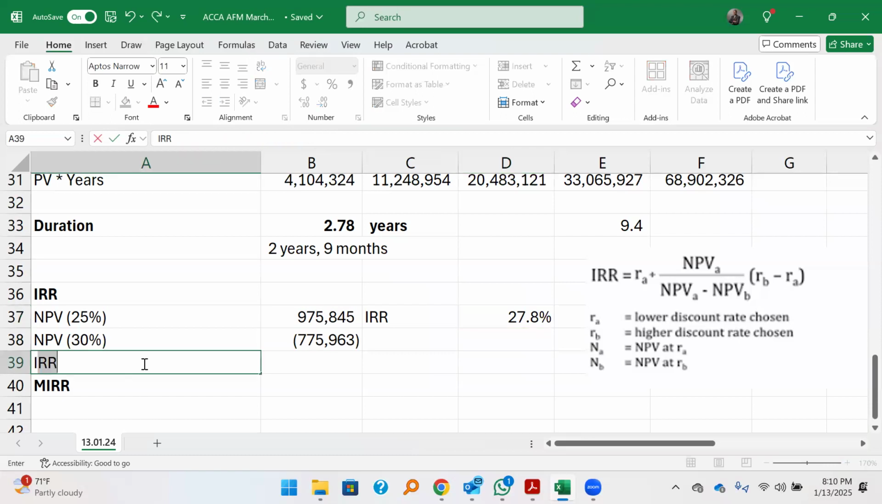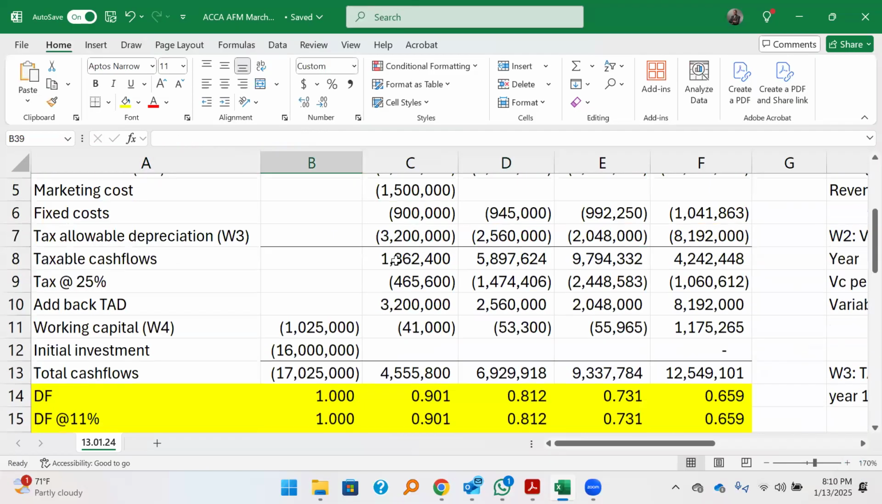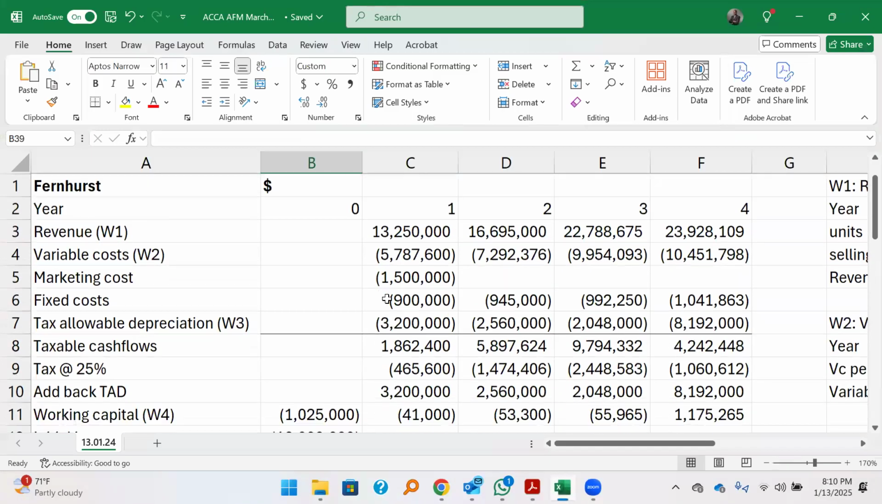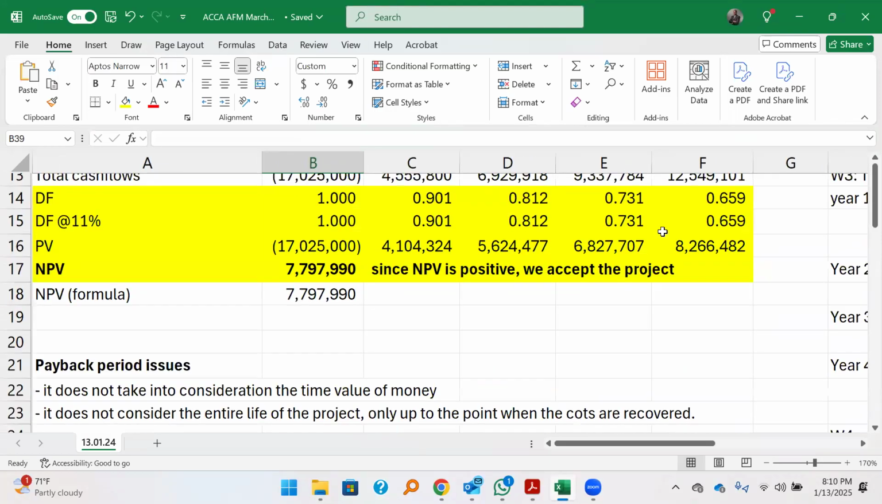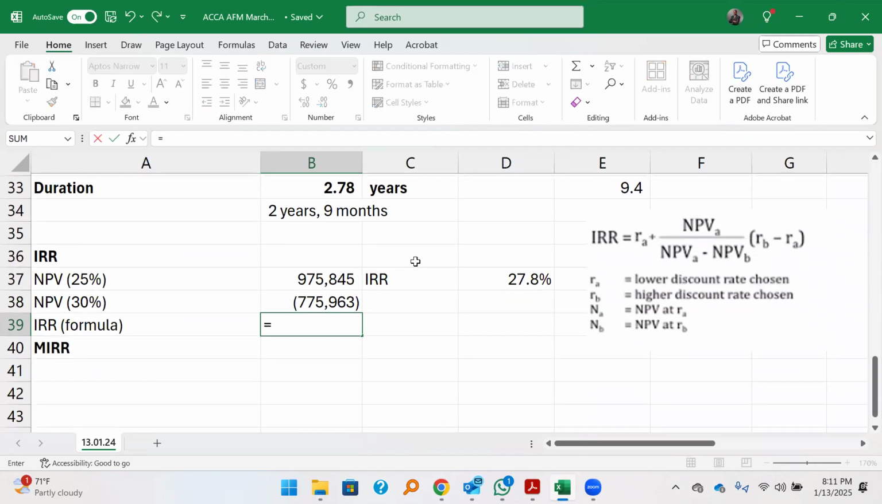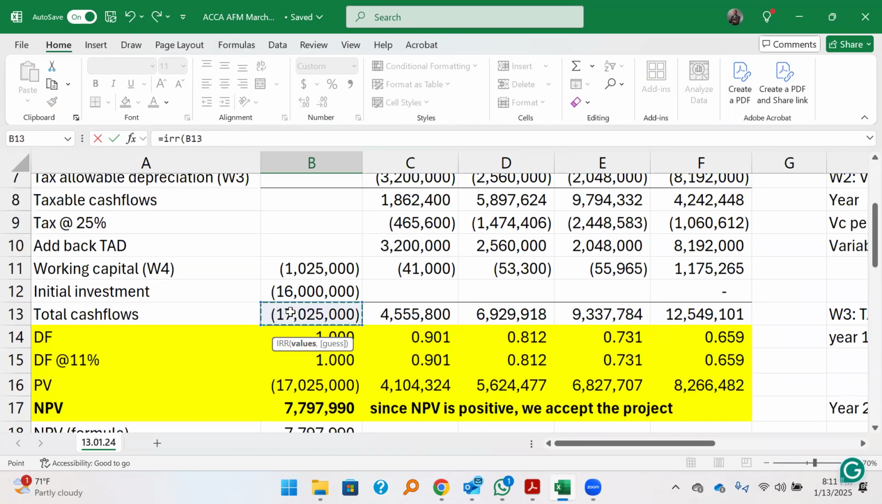But I can also get internal rate of return using a formula. And this formula also works when the years are in sequence, okay? Like you have 0, 1, 2, 3, up to 5, or whatever, but there are no gaps missing. And if you know it, all you have to do is say equal to IRR. Then you give it the values, and the values are the cash flows. And this time you start from 0, like that.